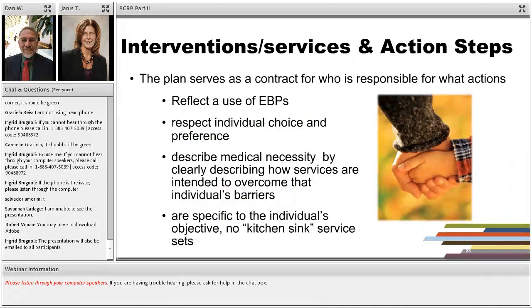And then last but not least, interventions, services, methods, action steps. These are a critical part of the recovery plan. We want to be thinking about offering, where available and where preferred by the person, a range of evidence-based practices, taking into consideration a person's choice and preference. This is essential not only in describing your medical necessity, because what you're doing there is describing in that intervention how the services that you are providing are helping the individual overcome their barrier en route to that short-term objective. And you really do want them to be specific.